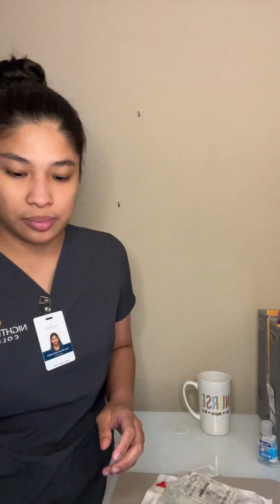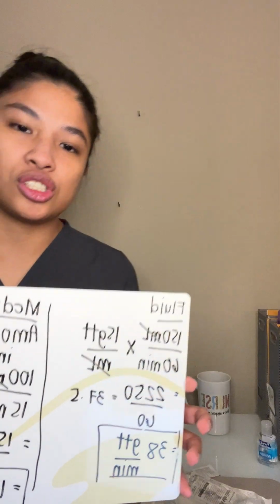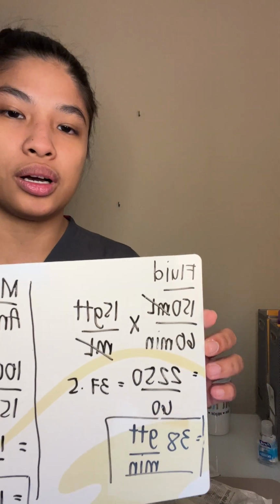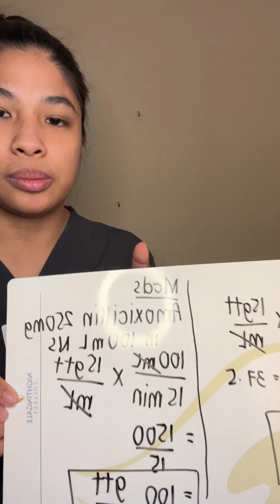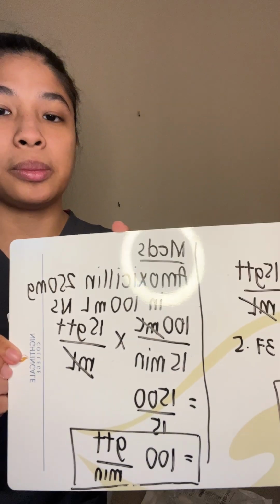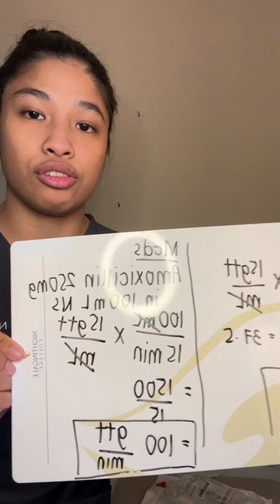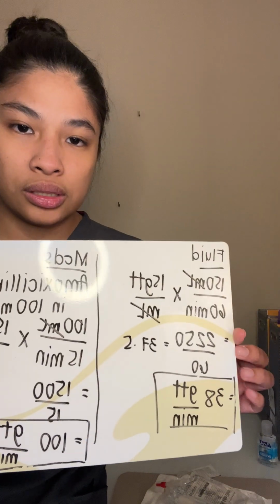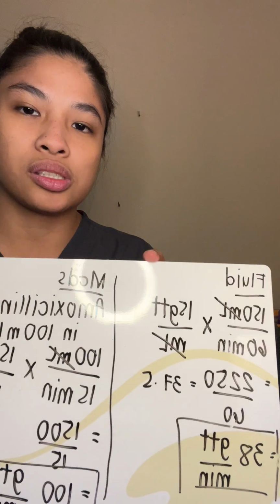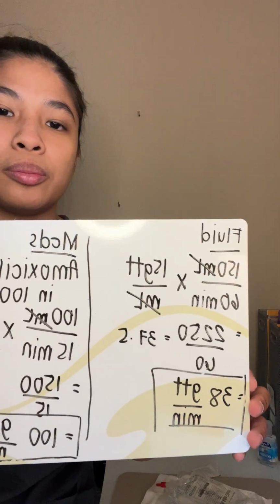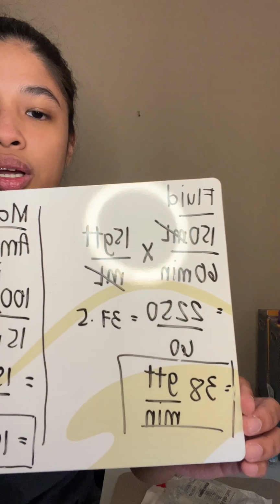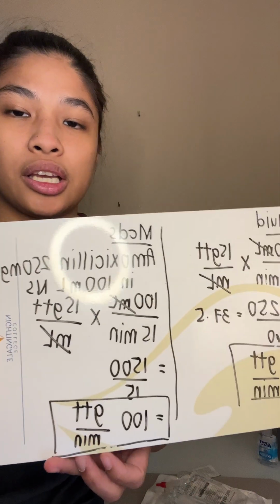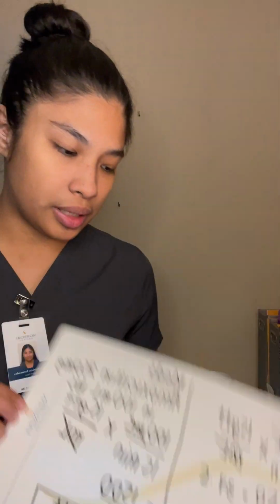To start things off, my patient will be receiving fluids and medication. The physician order is for the fluid to run at 150 ml per hour, and the medication order is amoxicillin 50 milligrams in 100 ml normal saline to infuse in 15 minutes. So I've already calculated the rate based on the drop factor. Both have the same drop factor of 15 drops per ml. The fluid is to run at 38 drops per minute, while the medication is to run at 100 drops per minute.